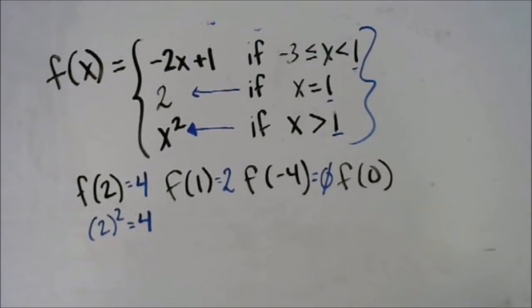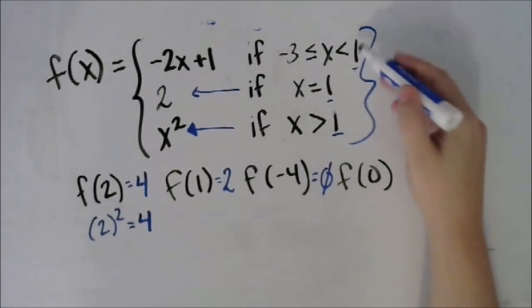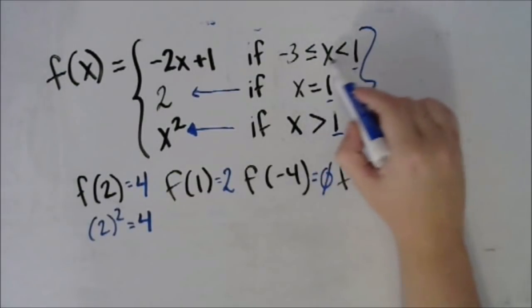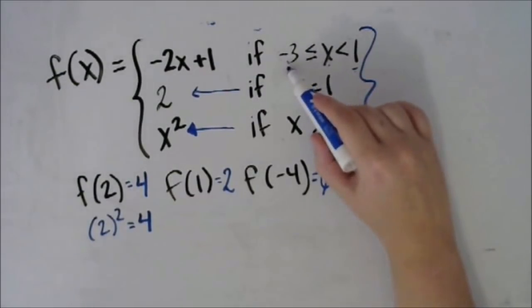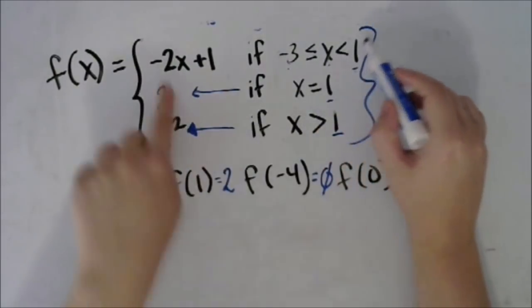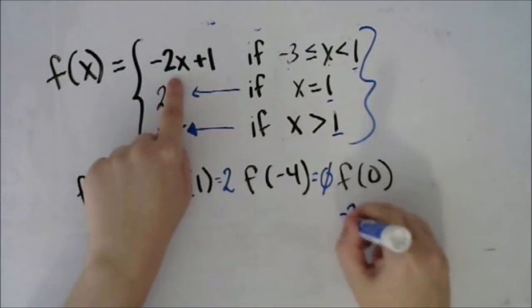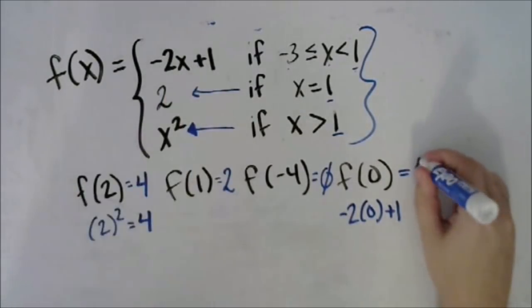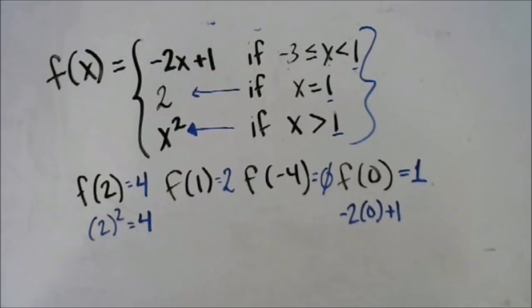Last one is f of 0. In which of the domains does f of 0 fit? It fits in this domain because 0 is greater than -3 and less than 1. So we're going to plug in 0 to this equation of the piecewise function, which gives me a final result, f of 0 equals 1.